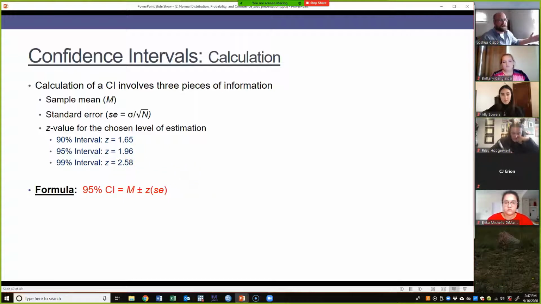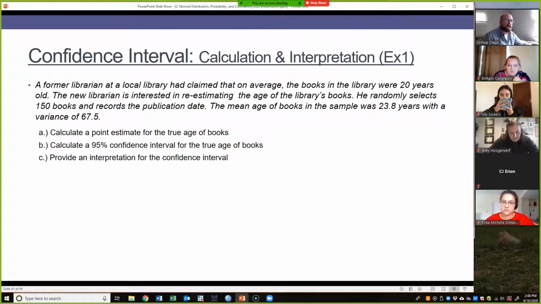Once we get into screenings, 3.29 is associated with a probability value of 0.001. We'll use these enough that they start popping in. To calculate our confidence interval, we take our mean plus or minus our z-score for our chosen level of estimation, multiplied by our standard error. That gives us a confidence interval. So easy peasy stuff to do.